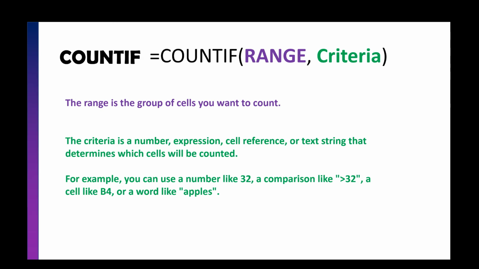So the purple section, range, is the group of cells that you want to count, and the criteria is an expression, or it might be a cell reference, or a text string. So it might be that you want to say less than 32, or it is equal to apples, or you might want to just make it so if it matches a criteria. So let's say you're searching for a specific name.